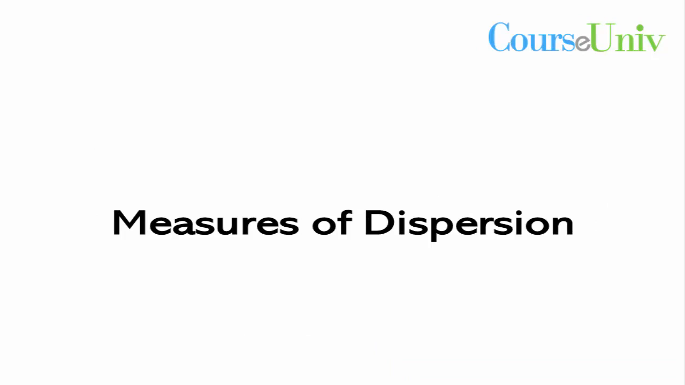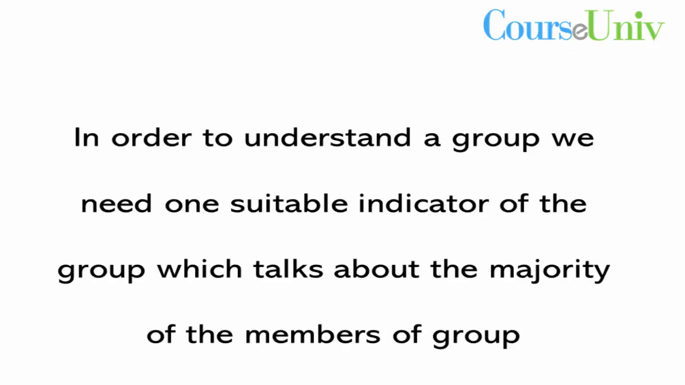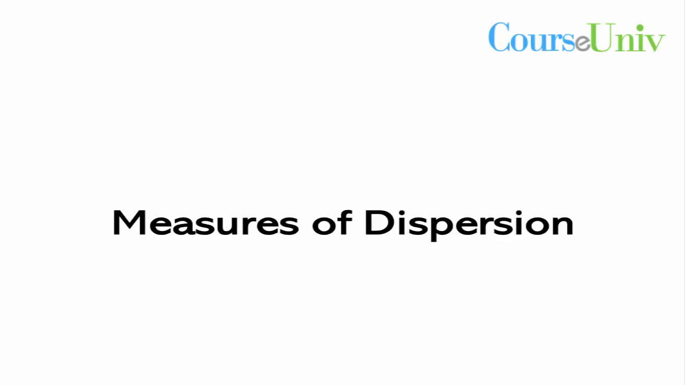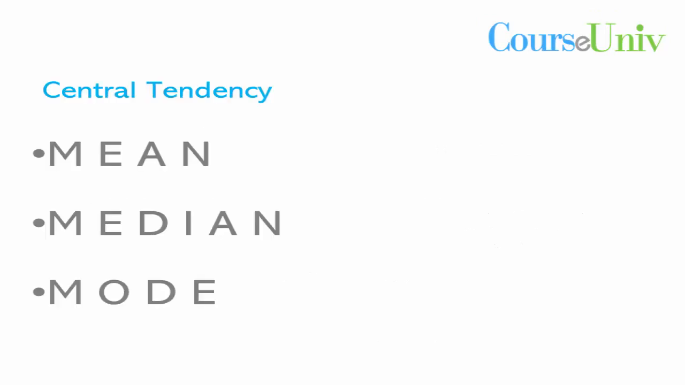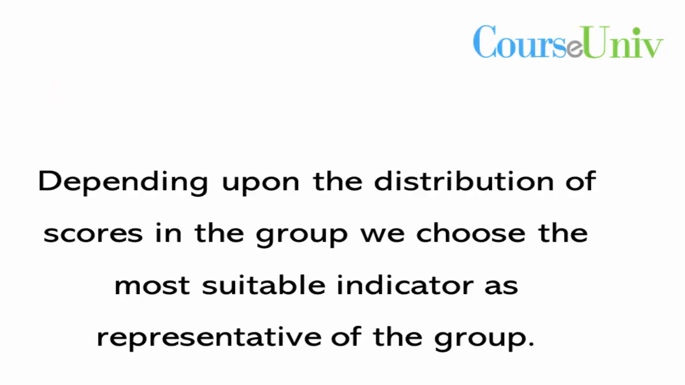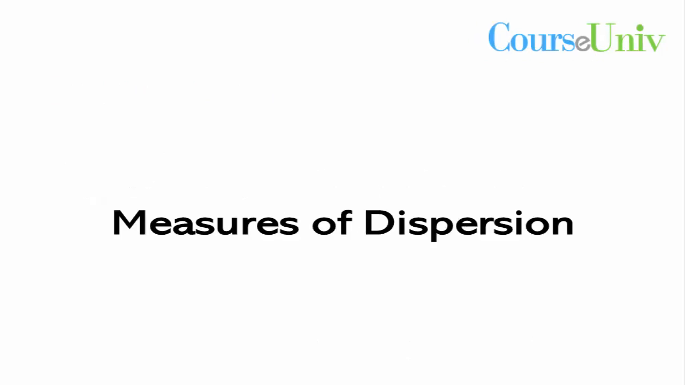Now, as we have seen in the previous video, in order to understand a group, we need one indicator which basically talks about the majority of the members of the group. And we have found there are three indicators: mean, median and mode. Depending upon the nature of the group and the distribution of the scores in the group, we select the most suitable indicator as representative of the group. Now, that basically tells where the majority of the scores are lying, or where the majority is centering around.